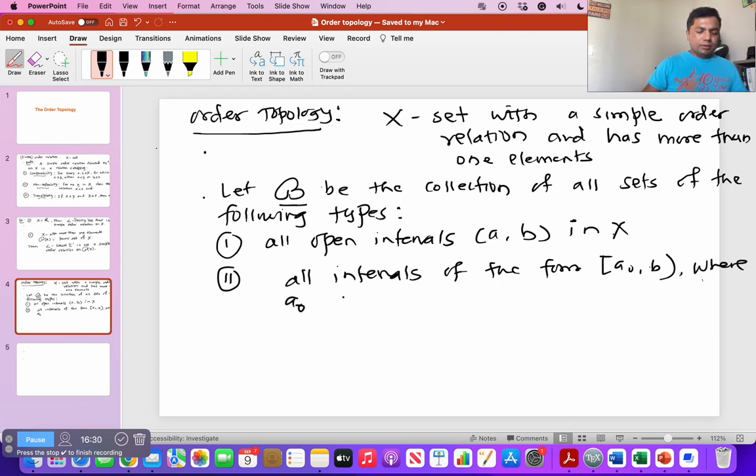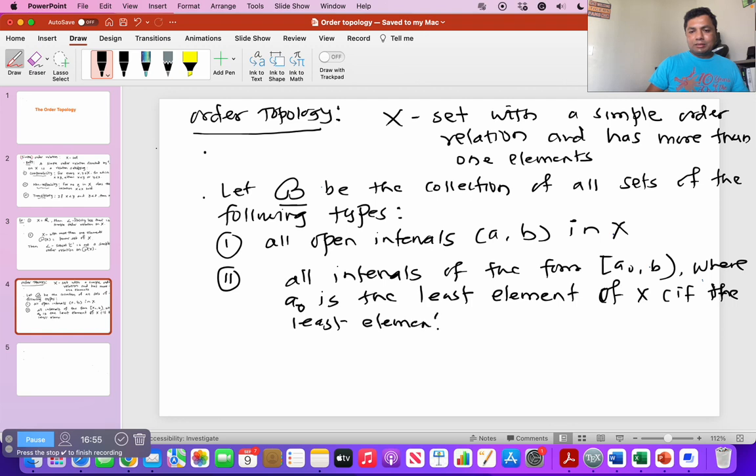this a0 is the least element of X, if the least element exists. Okay, if the set X has the least element, then this collection also has this type of half open interval, and obviously there are the open intervals of the first type. If the set X has the least element, then in addition to those open intervals, this collection also has these half open intervals, such that the left endpoint of this half open interval is that least element.